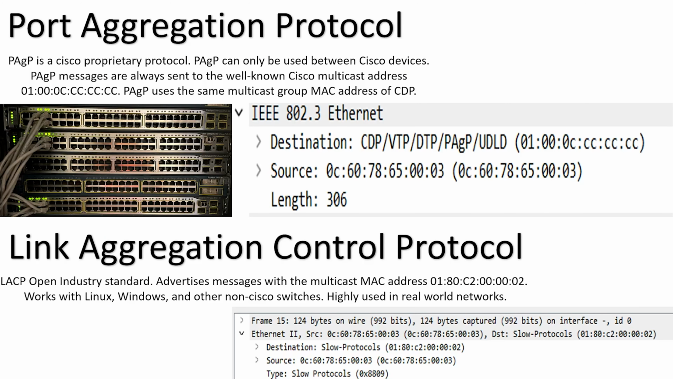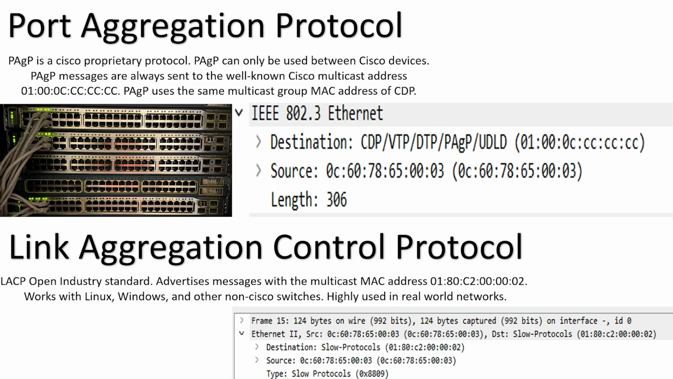There are two common link aggregation protocols. Port Aggregation Protocol, PAgP, is a Cisco proprietary protocol. It can only be used between Cisco devices, and messages are always sent to the well-known Cisco multicast address. PAgP uses the same multicast group MAC address as CDP.